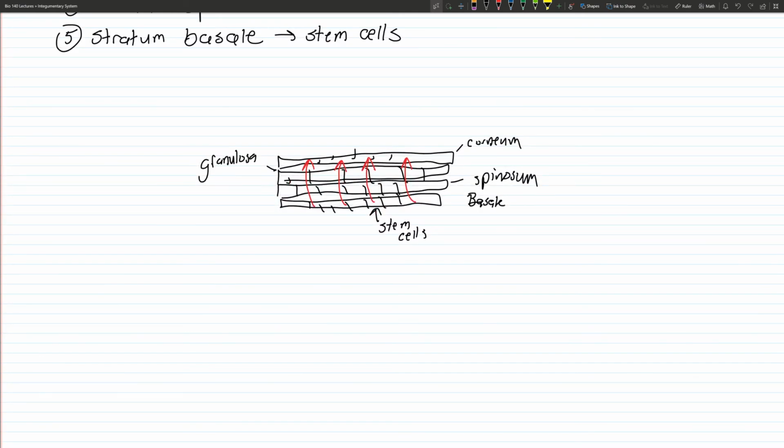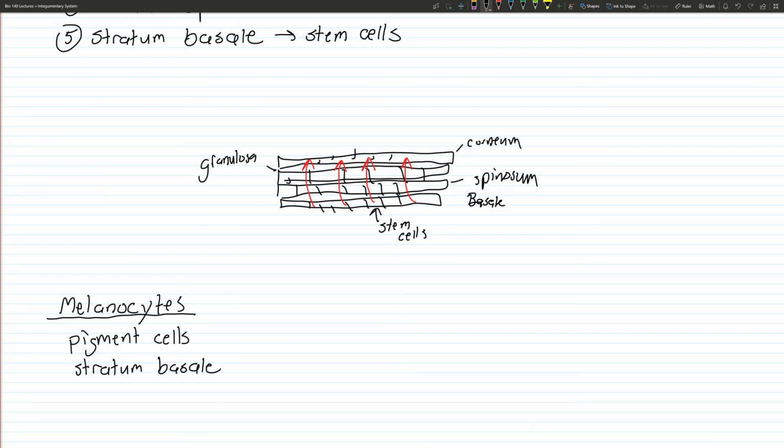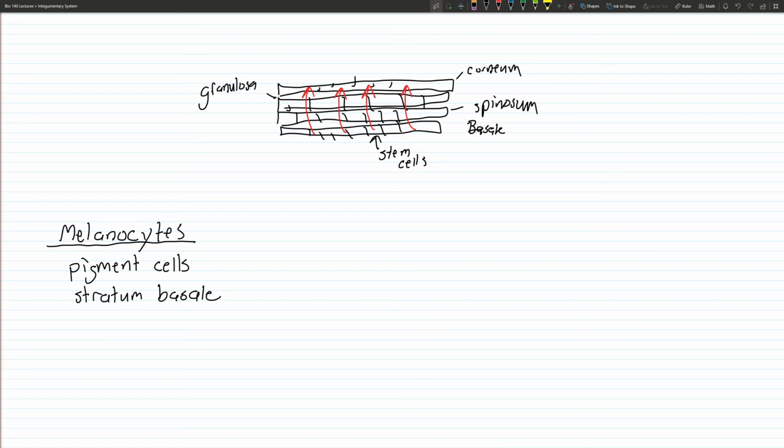Also inside the stratum basale, we have these cells called melanocytes. Melanocytes, okay? These are pigment cells. They are in the stratum basale, okay? And they produce melanin. Melanin is just the pigment.